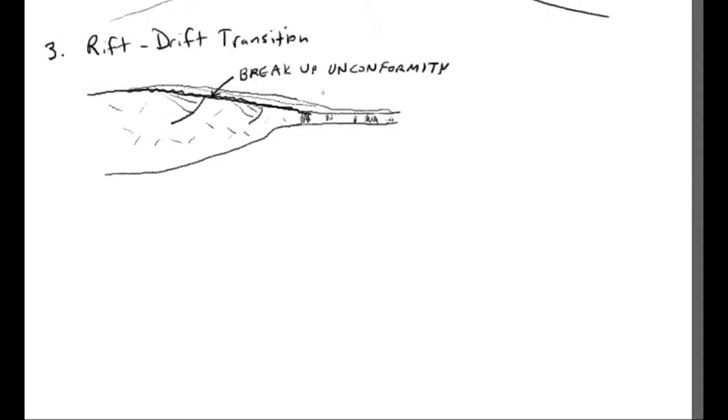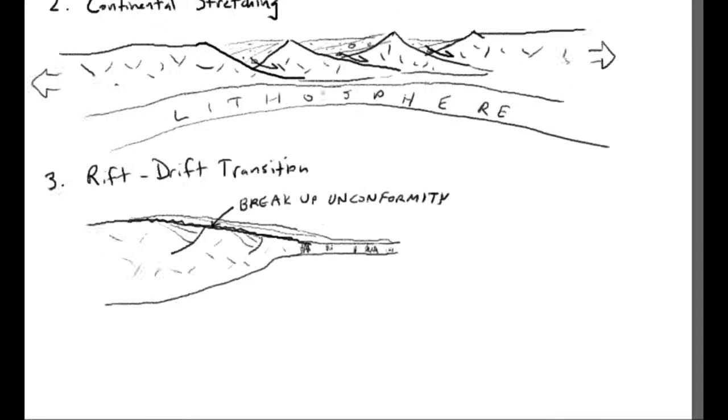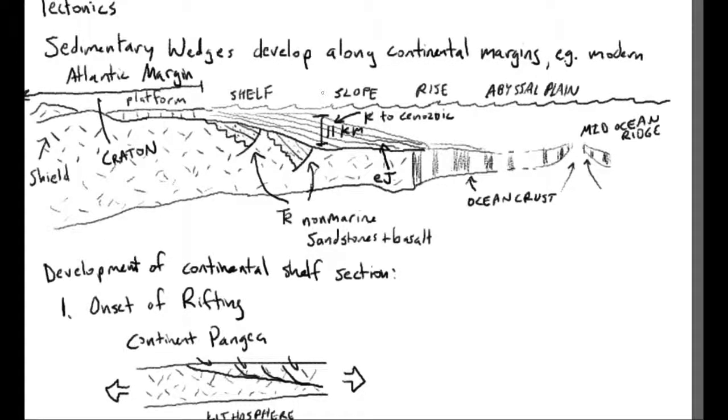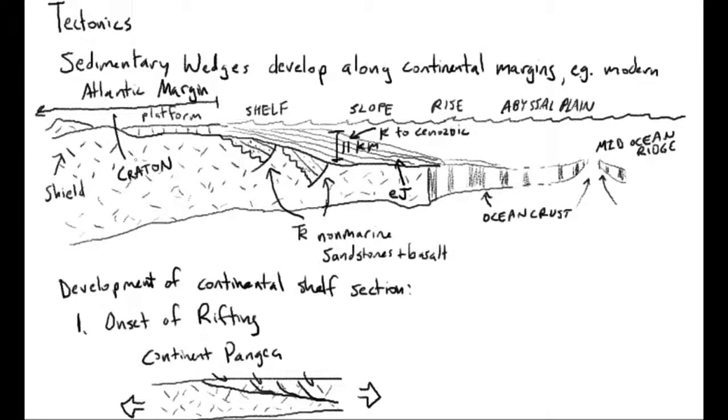And so that is how we form, that's the sequence of events that forms a sedimentary wedge on a passive continental margin. And you can get a sense of the time scales involved from the ages that are given here for the Atlantic margin.